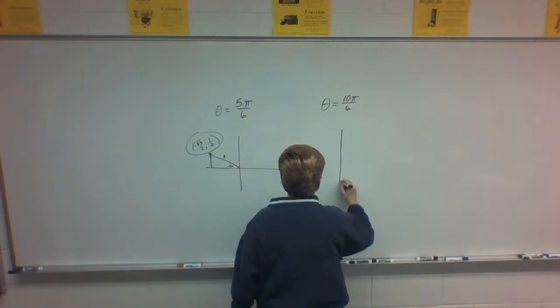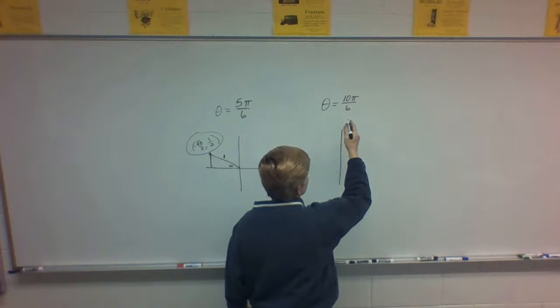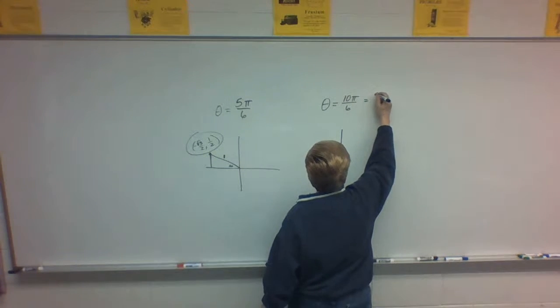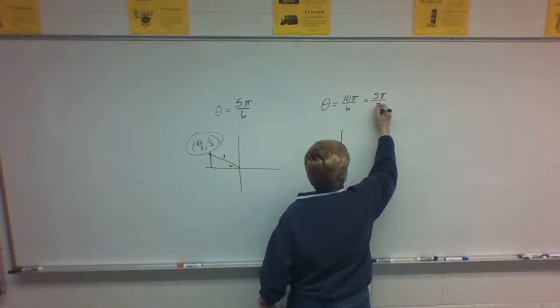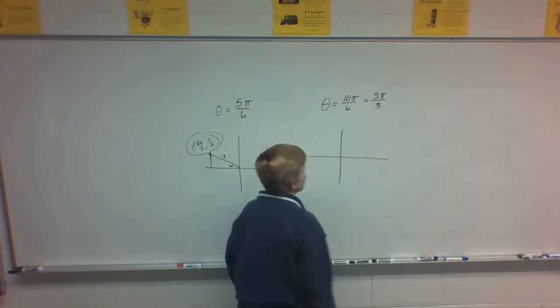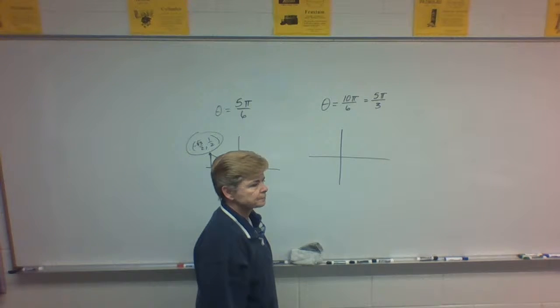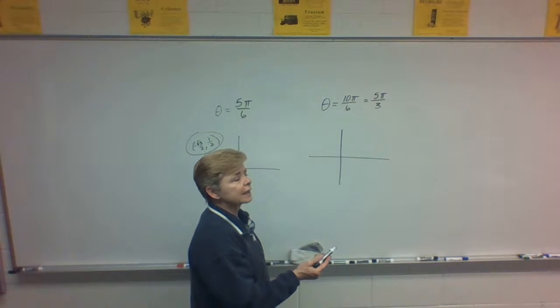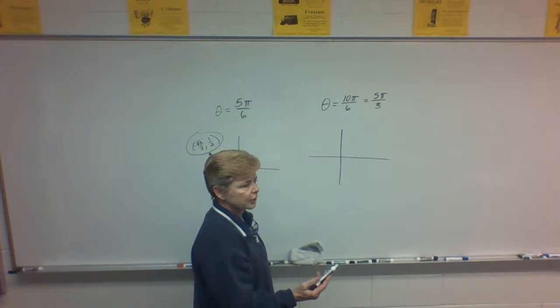where would you be? And 10 pi sixths, by the way, is reducible to 5 pi thirds. Maybe we want to do that. You can write it like that if you want. It just occurred to me that's what I chose, 5 pi thirds. What quadrant is that in? Fourth, because it is a pi third short of making it to 6 pi thirds, which is 2 pi, right?